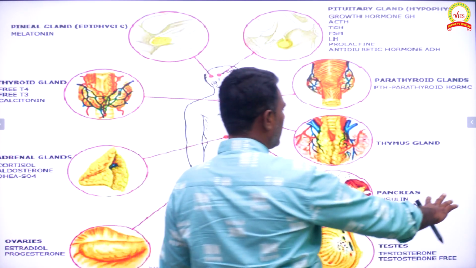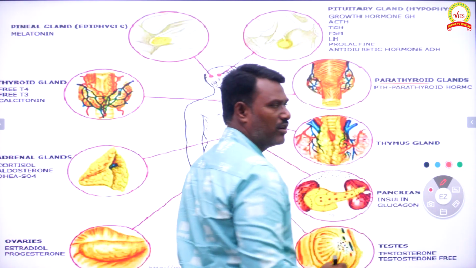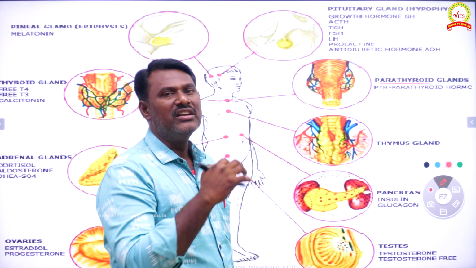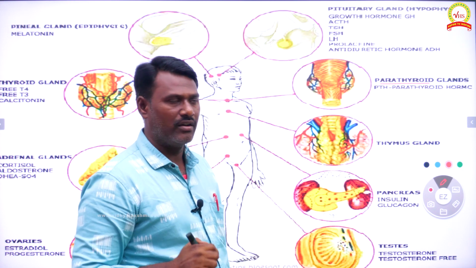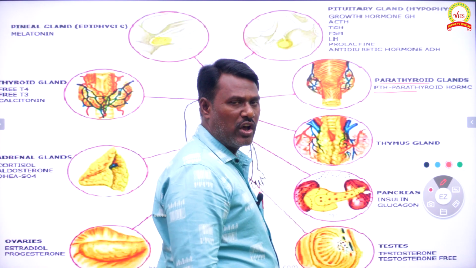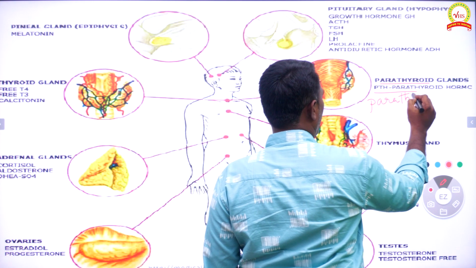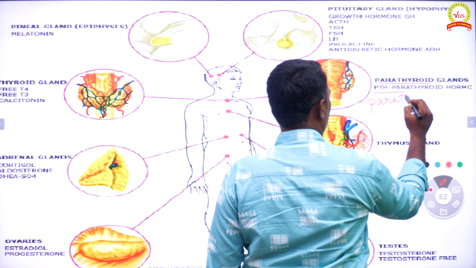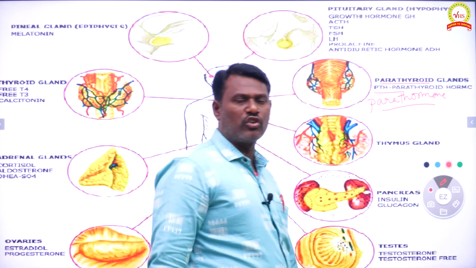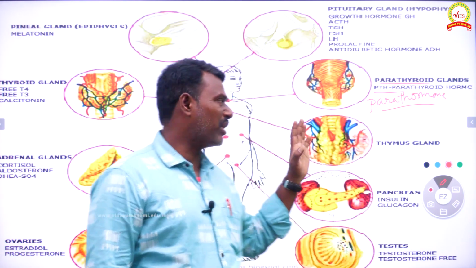Next we are going to see the parathyroid gland. The parathyroid glands are present just near the neck region, near the thyroid gland. So this parathyroid gland is responsible for producing parathyroid hormone, or parathormone. This hormone is going to be useful for absorption of salts. That is the importance of parathormone.